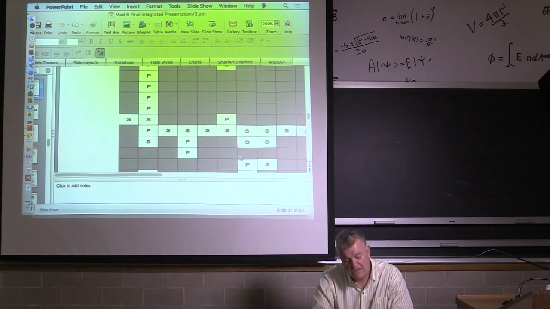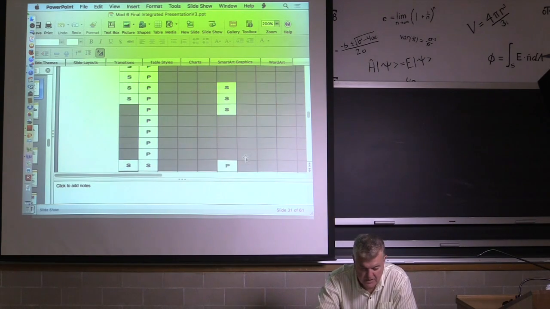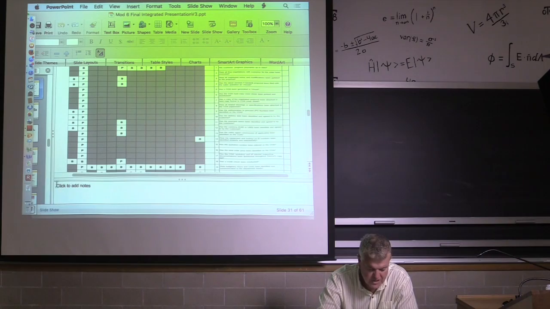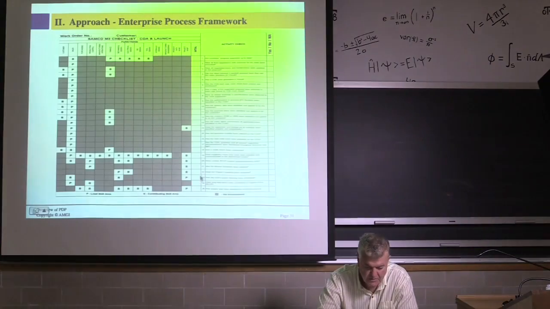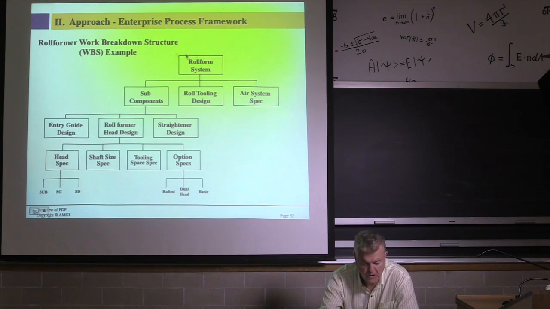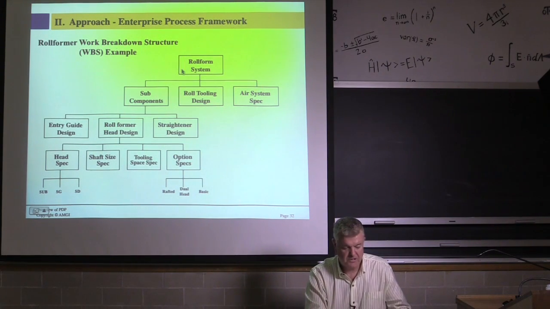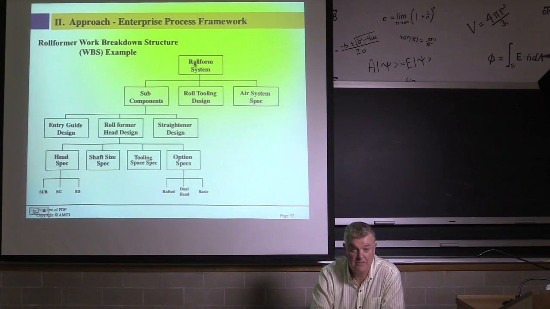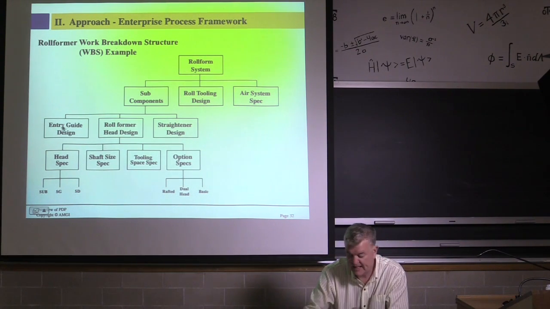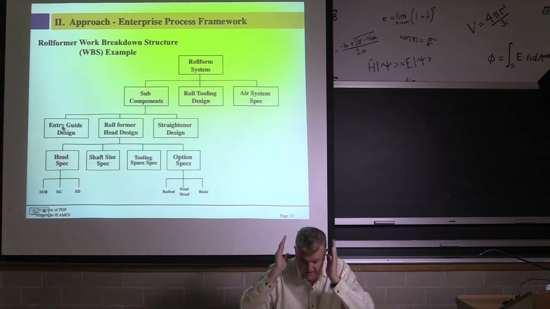There you go. So this is an example of how you do checklists when you're modeling the enterprise. So there's a work breakdown structure of a particular product. You have to consider that when you're doing quotations, and then before you actually put it in the bill of material in the ERP system. So you have a roll former system, subcomponents, roll tooling, subcomponents, the entry guide, the guide by which the sheet metal goes in at the front.